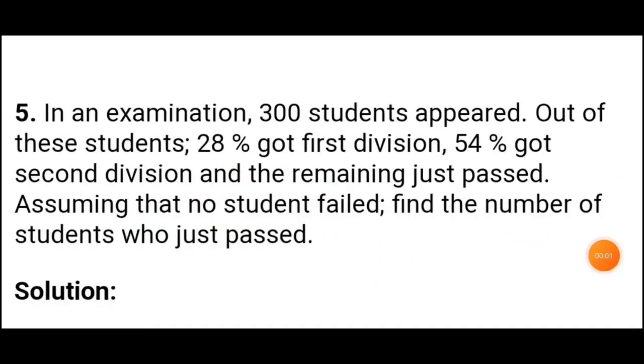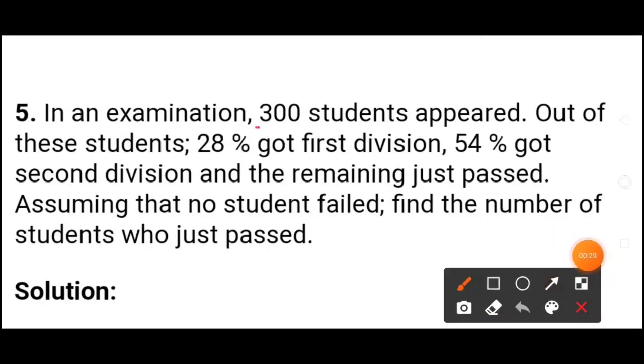Next is a problem based on percentage. Here it is given that in an examination 300 students appeared. Out of these students 28% got first division, then 54% got second division, and the remaining just passed. Assuming that no student failed, we have to find the number of students who just passed. So in an examination there are 300 students in total appearing, and out of them no one has failed.